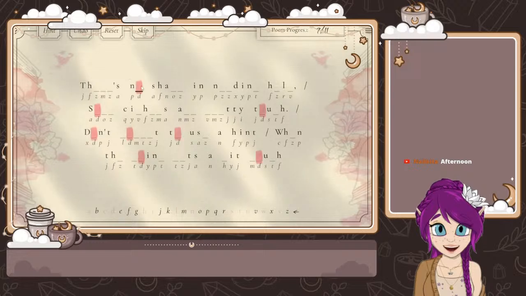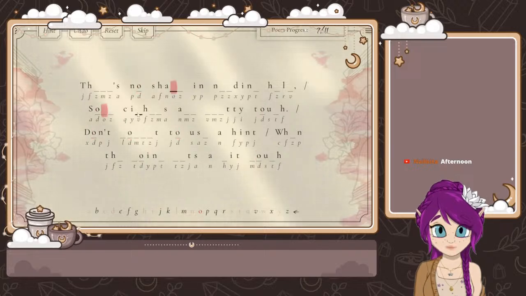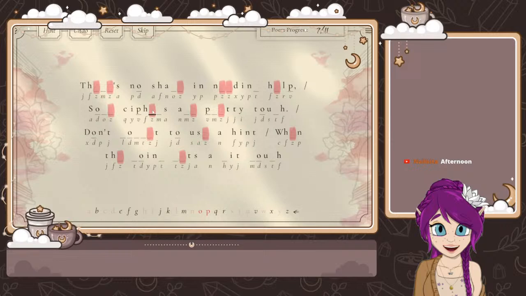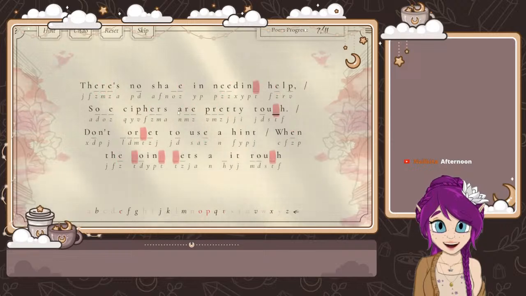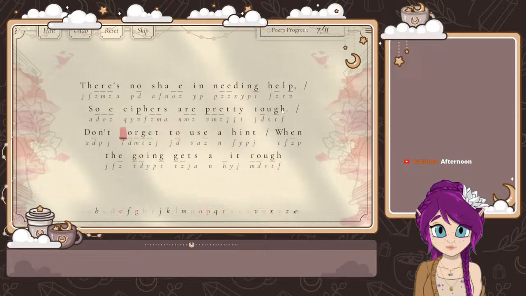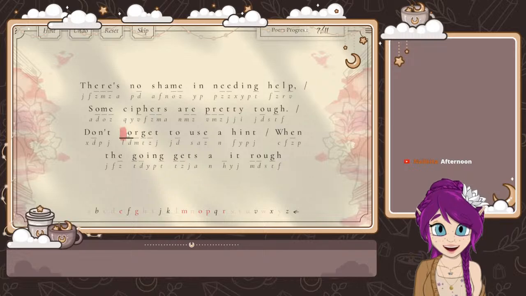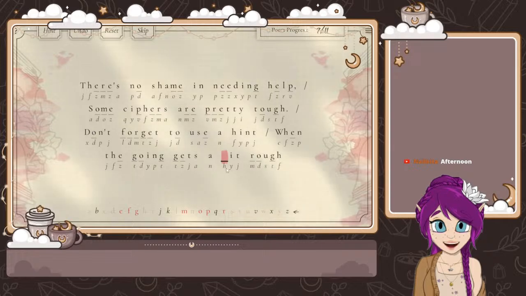There's no shame in needing help. Some ciphers are pretty tough. Don't forget to use a hint when the going gets a bit rough.